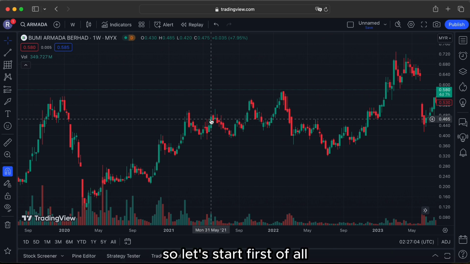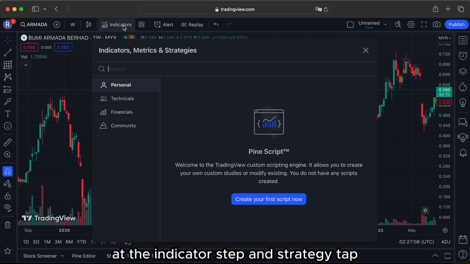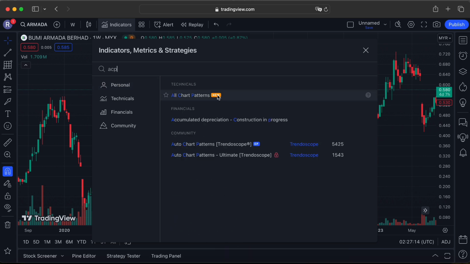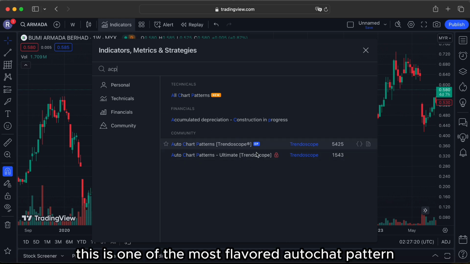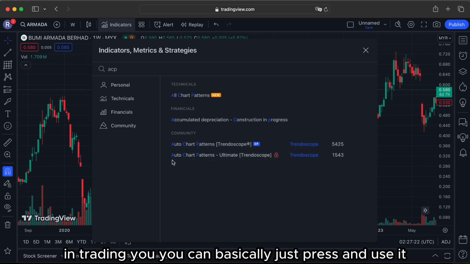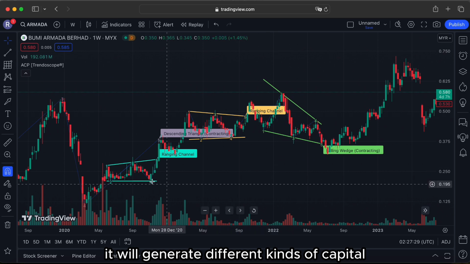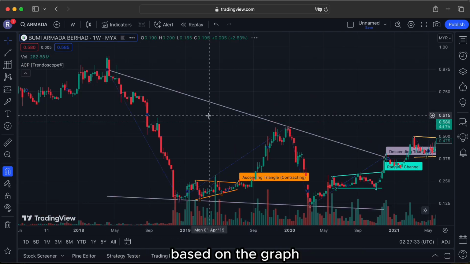So let's start. First of all, you need to go to the indicators tab and strategy tab, and at the indicator strategy tab, just type ACP auto chart pattern. Basically, you can use this auto chart pattern by TradingScope. This is one of the most favored auto chart patterns in TradingView. You can basically just press and use it. After that, you can see it will generate different kinds of chart patterns based on the graph.